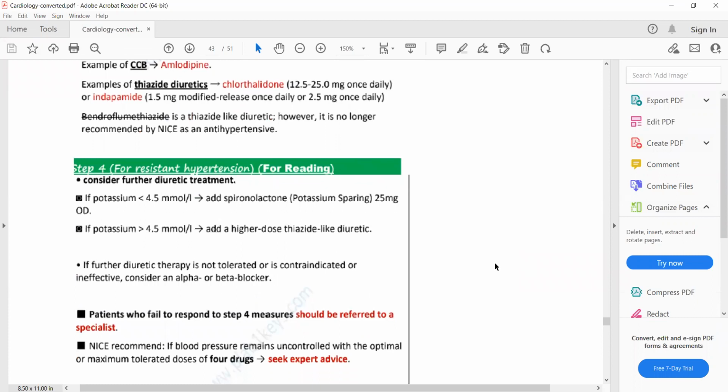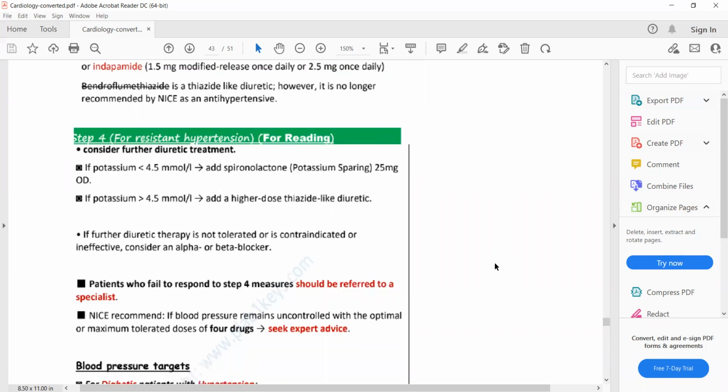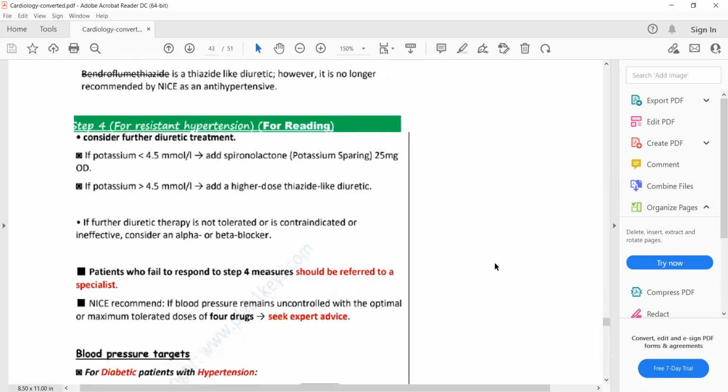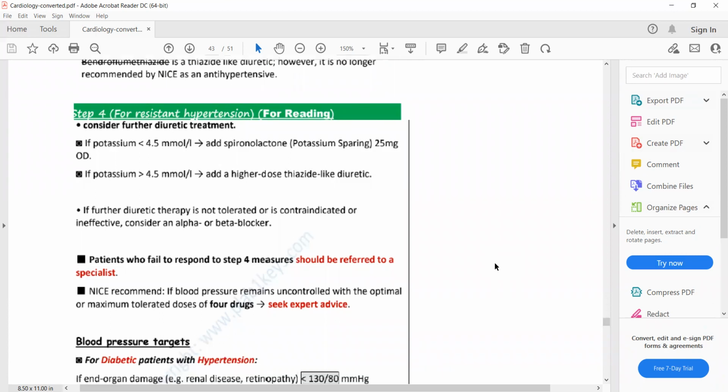So if target blood pressure is not achieved with 3 medications, then we will add a 4th medication. Now in the 4th step, we have 2 options, either to increase the dose of thiazide diuretic or to add an aldosterone antagonist, spironolactone. But we all know that spironolactone causes hyperkalemia.